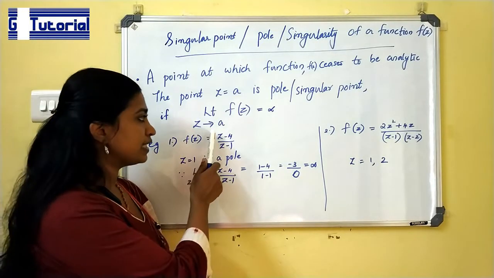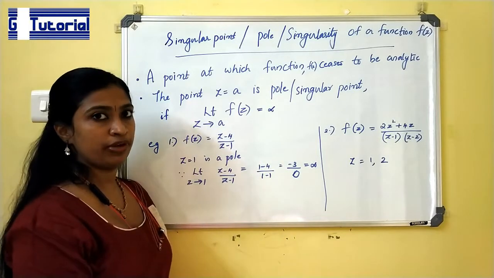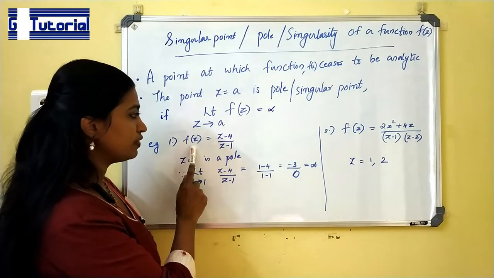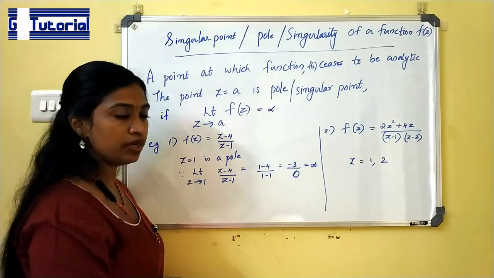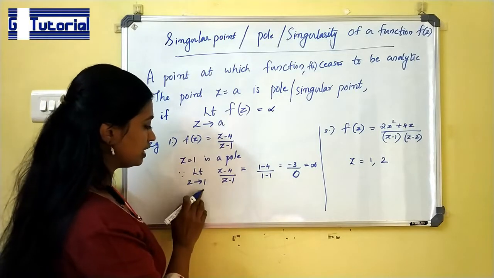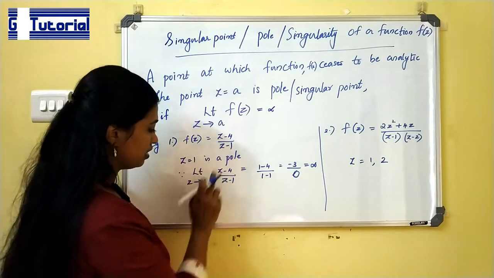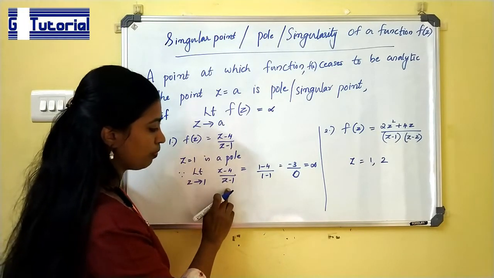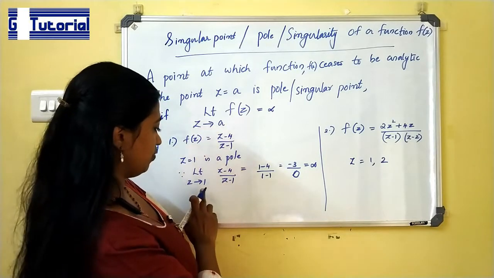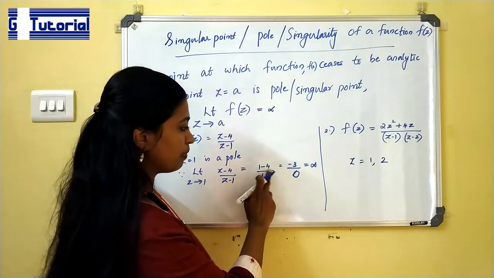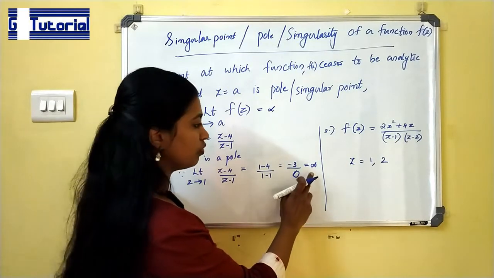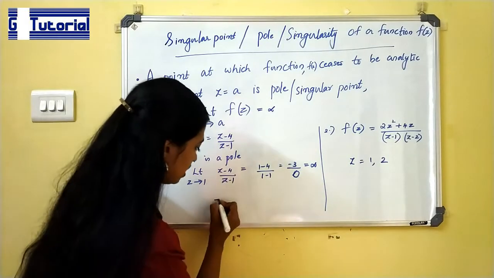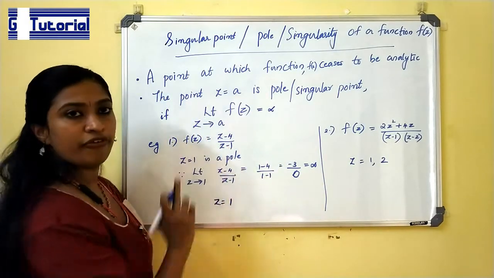And the point z is equal to a is called pole or singular point if limit z tends to a, f of z is equal to infinity. We can see an example to understand this. If the function f of z is given by z minus 4 by z minus 1, then we are applying the limit z tends to 1. When we apply the limit, we get 1 minus 4 by 1 minus 1, that is minus 3 by 0, which becomes infinity. That is, the limit tends to infinity. So, z is equal to 1 is the pole of the function f of z.